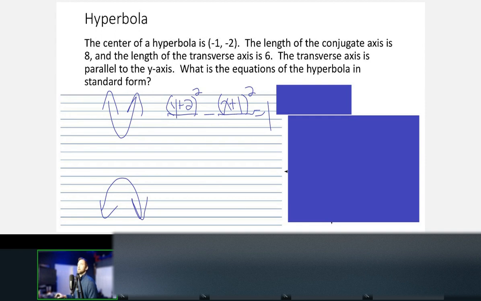All right, so given our center being right here, I'm recording this, right? Okay, I am. Just making sure. It says the transverse axis is a length of 6. That is the entire length. So that means from vertex to vertex, that is a length of 6. Remember, this right here is going to be your a squared. So what does a equal?